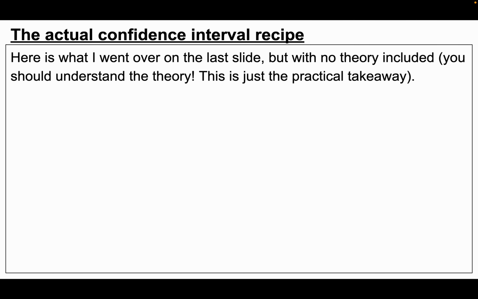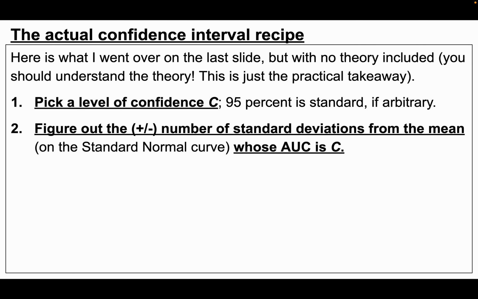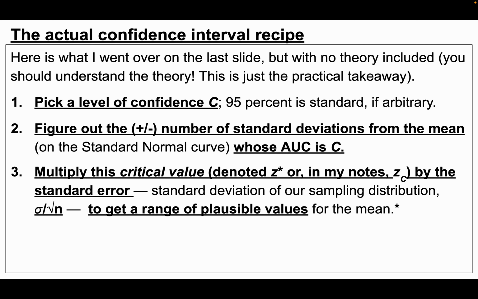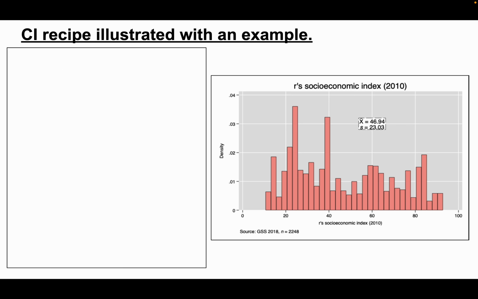Here's the actual recipe without all the theory. Now you should understand the theory, but if you do want a set of steps to follow, these are them. Pick a level of confidence C. 95% is standard if arbitrary. You generally can't go wrong with this. Find out the number of standard deviations from the mean, whose AUC is equal to C. Multiply this critical value, denoted z star, or in my notes, z sub c, by the standard error, the standard deviation of our sampling distribution, to get a range of plausible values from the mean. And pardon me, add and subtract this resulting number, which is called the margin of error, to our estimate in order to get that range.